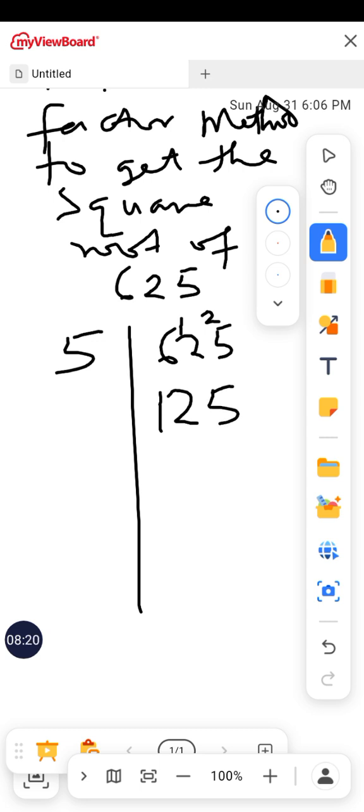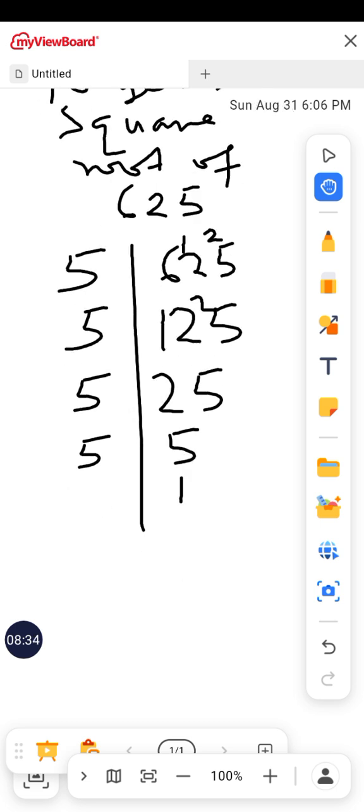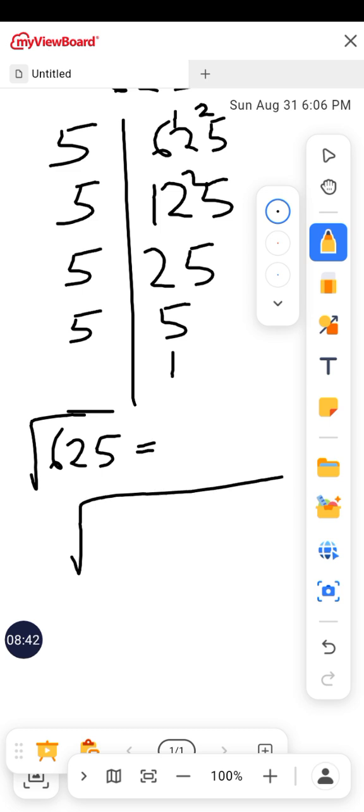What number can go again? 5 again. 5 goes in 125, that's 25. 5 goes in 25, that's 5. The other number that can go again is 5. 5 goes in 5, 1. So the square root of 625 can now be written as what? 5 multiplied by 5 multiplied by 5 multiplied by 5.